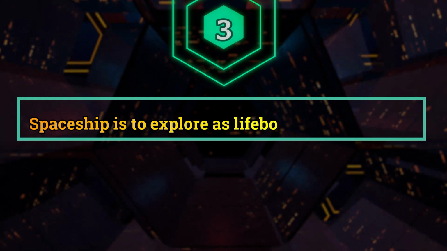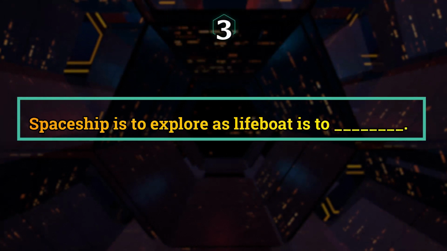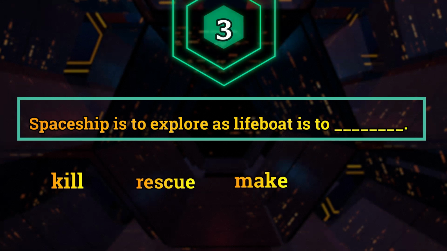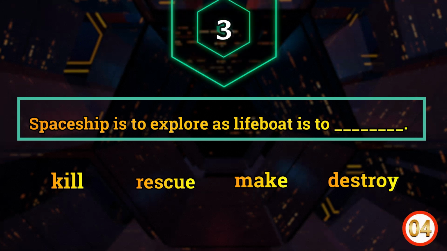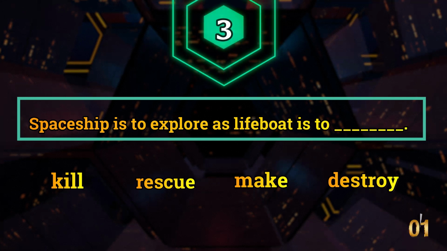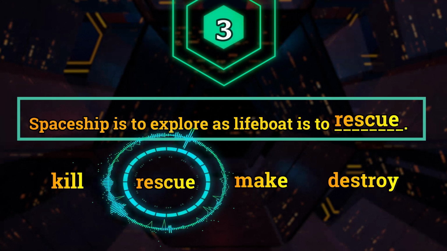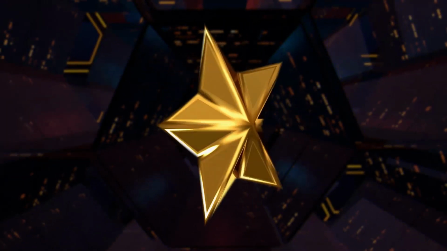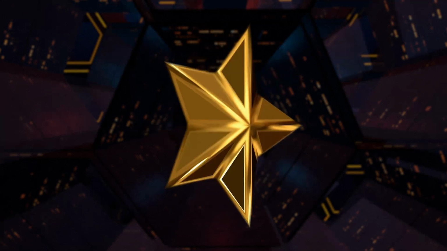Number 3. Spaceship is to explore as lifeboat is to blank. Is it kill, rescue, make, or destroy? The correct answer is rescue. You are doing amazing if you got it correct. Please claim your star.